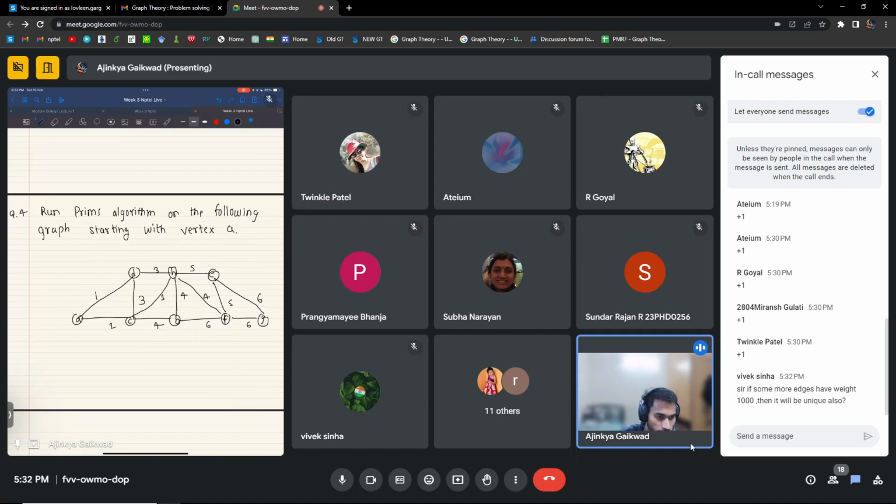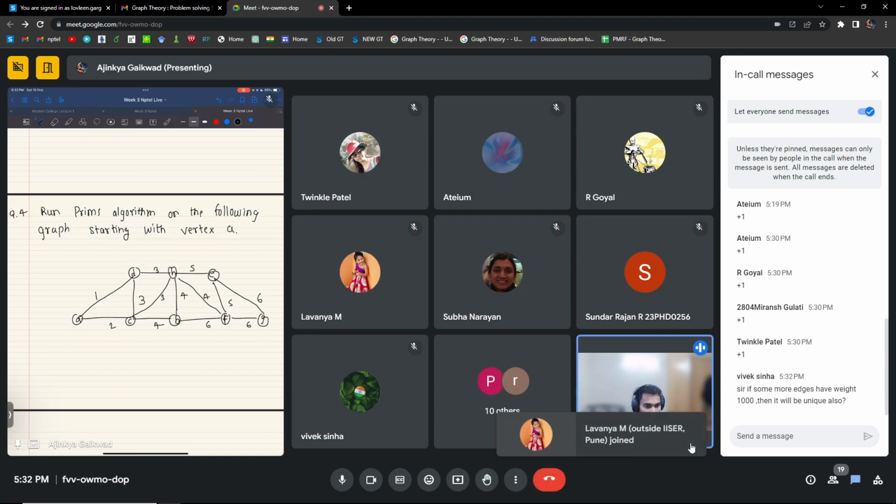There is a doubt, sir. If some more edges have weight 1,000, then it will be unique also. No, so the definition when I say unique, that means there is only one edge of heaviest weight. Now the heaviest weight here was 1,000, so there cannot be any other edge with the same weight, right? Because then it is not unique. There are two of them. I hope that answers your question.